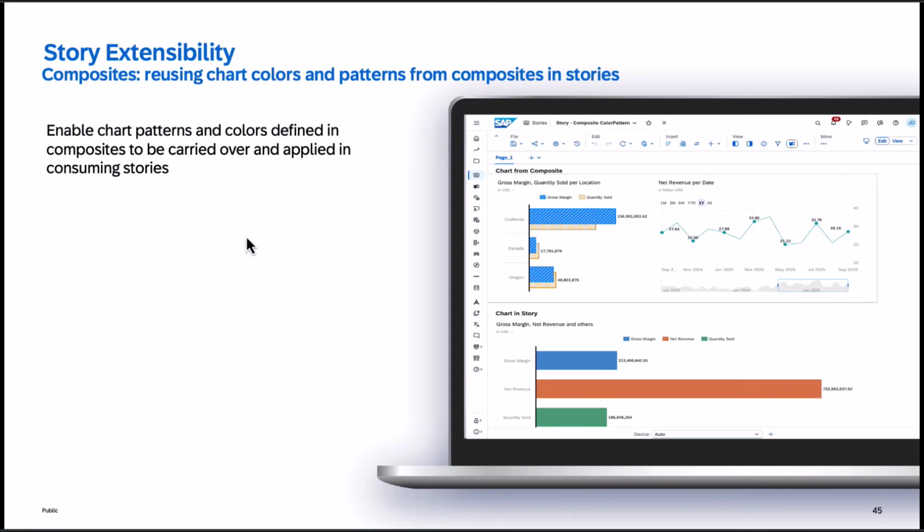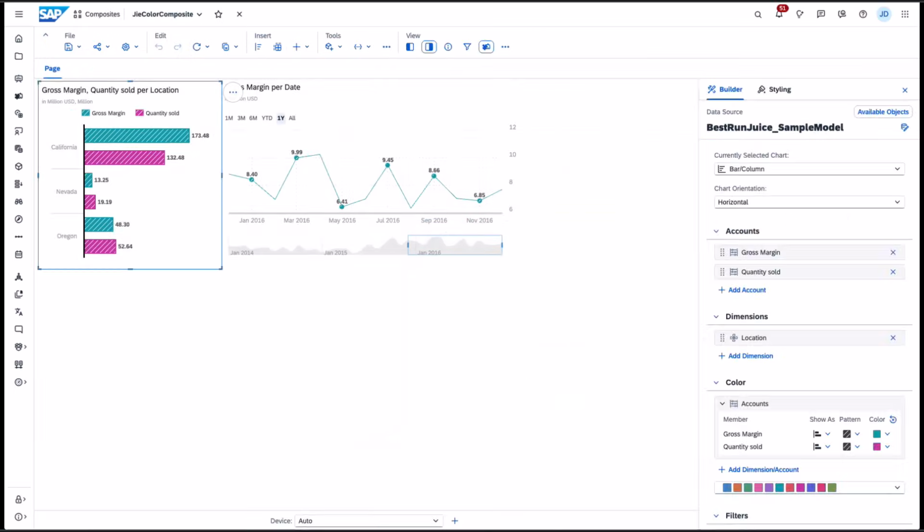Another capability for composite is that we are able to reuse the chart colors and patterns from the composite in the stories. In some use cases, a customer wishes to reuse the colors and patterns that are defined in the composite in the story again. Now with this QRC1 release, that is possible. Now let's have a look at how it looks in the tenant.